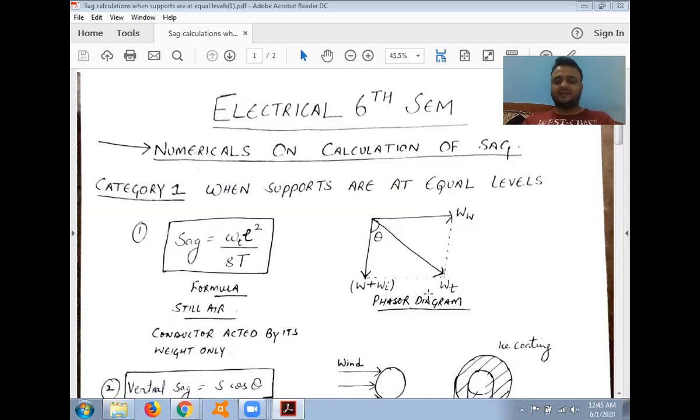Look at this phasor diagram. This line represents the total weight of the conductor. This is the weight of the conductor due to wind pressure, and the ice loading effect is acting vertically downwards and the weight of the conductor is acting vertically downwards. That's why both the weights have been added in the downwards direction, and the effect of wind is acting horizontally.